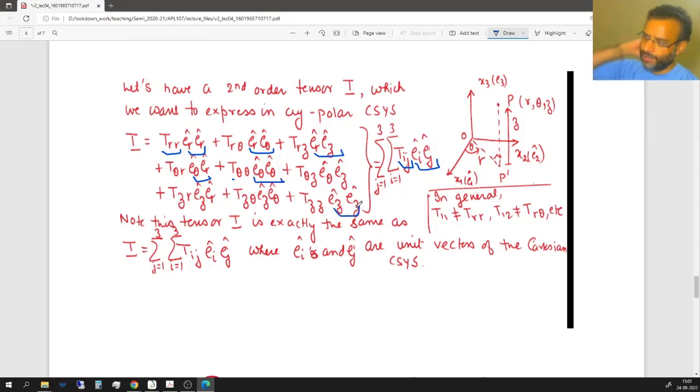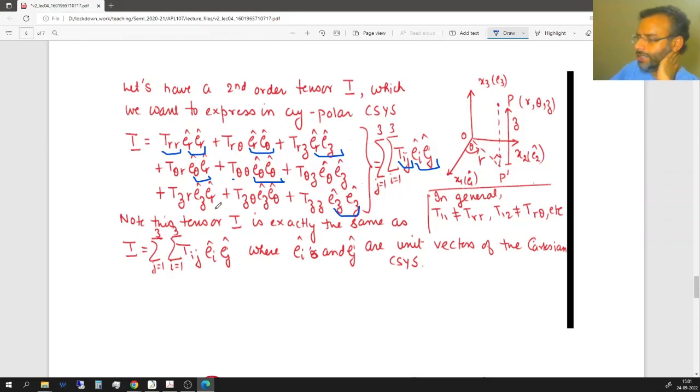So I do have 9 dyads now, and the coefficients of those 9 dyads will be the components of the second order tensor in my cylindrical polar coordinate system. Those components I am writing as TRR, TR theta, and so on. Here the subscript R theta means order matters. TR theta denotes the component of the tensor along the dyad ER E theta. In this way, a second order tensor can be expressed.